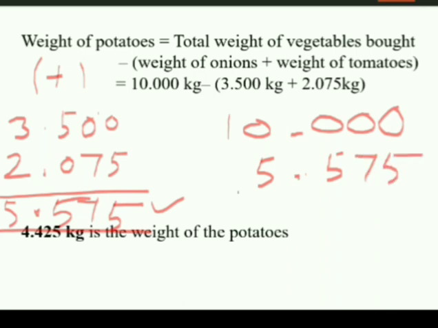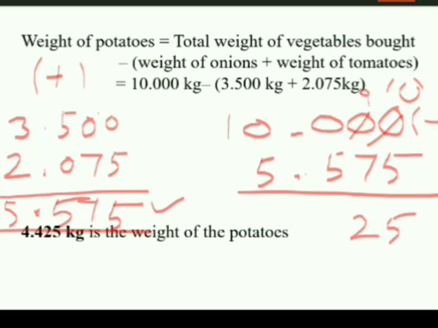5.575. Now we are going to subtract, borrow concept. So this is 10. 10 minus 5 is 5. This is 9. 9 minus 7 is 2. This becomes 9. So 9 minus 5 is 4. This becomes 9. So 9 minus 5 is 4. So the weight of potato is 4.425 kilograms.